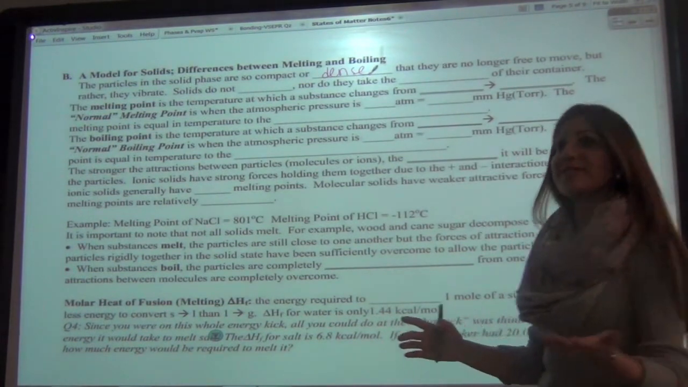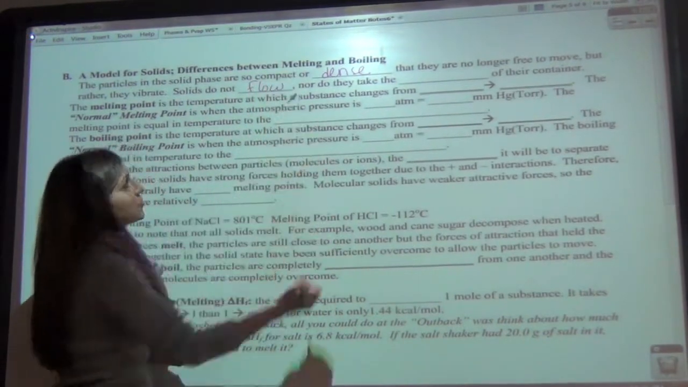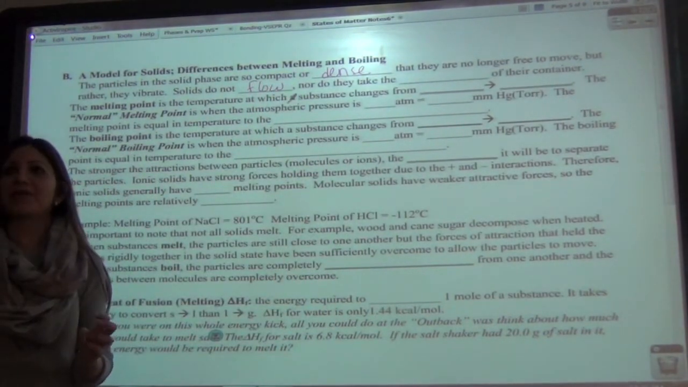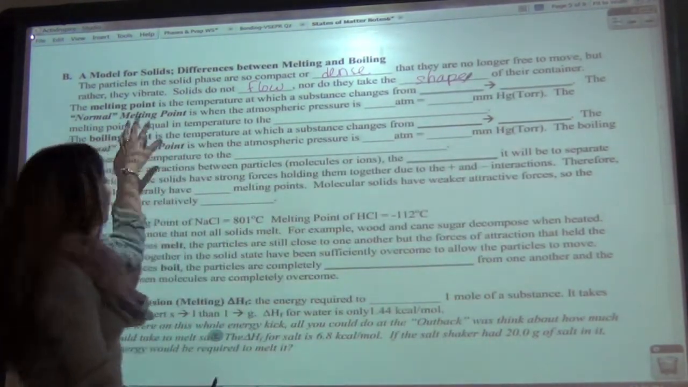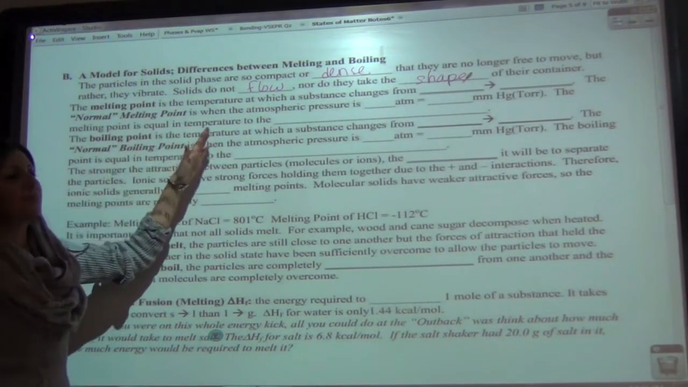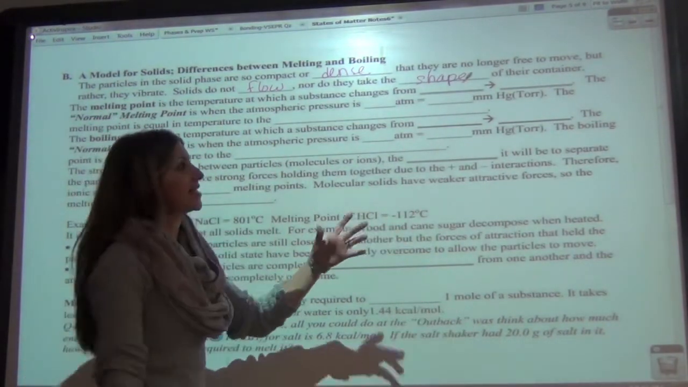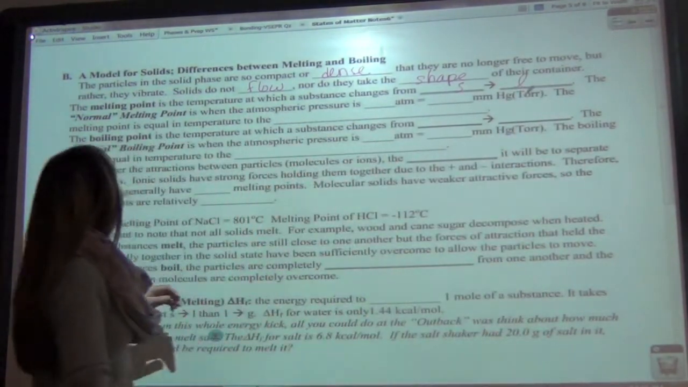Solids do not, what do we say that liquids do that solids don't? Flow. Perfect. They do not flow, nor do they take the what of their container? Shape. Awesome. Okay, so melting point, we've talked about this. It's a temperature at which a substance simply changes from what phase to what phase to get it to melt? You're starting as a solid, and then it's switching into a liquid.